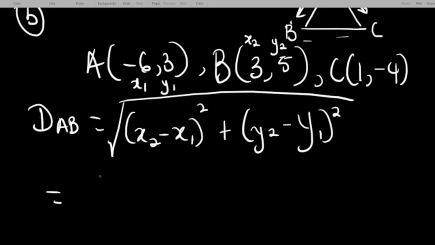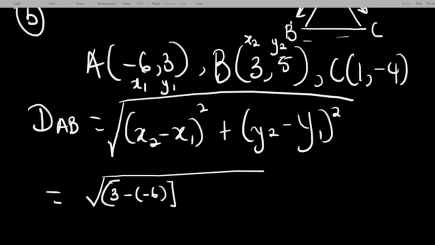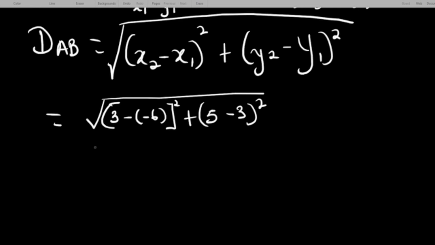This is equal to the square root. Our x sub 2 is 3, so we say 3. Then minus our x sub 1 is -6. So this now gives us -6 all squared plus our y sub 2 is 5. Then minus our y sub 1 is 3 all squared. Let's simplify further. This equals the square root.